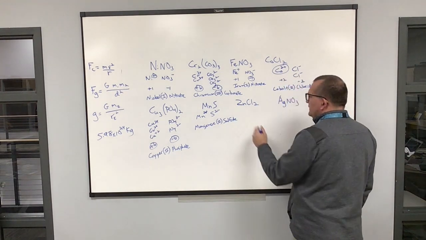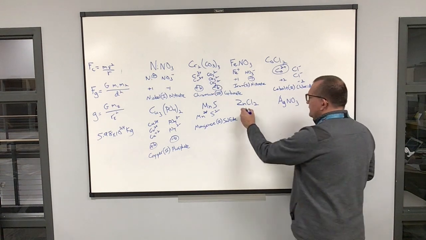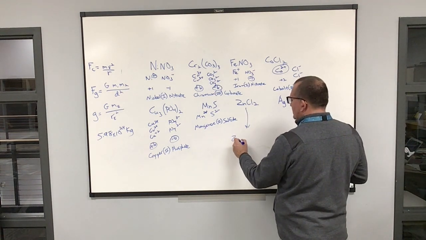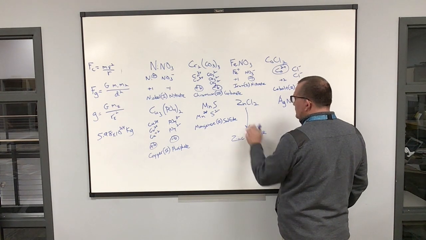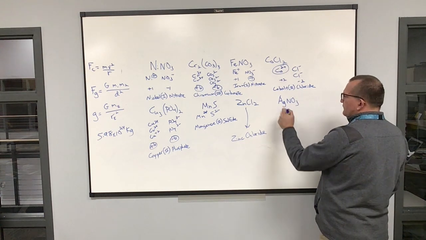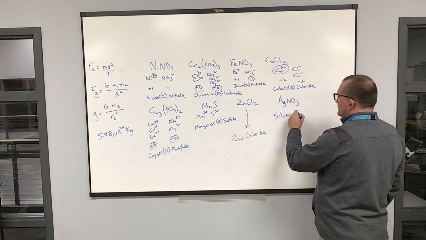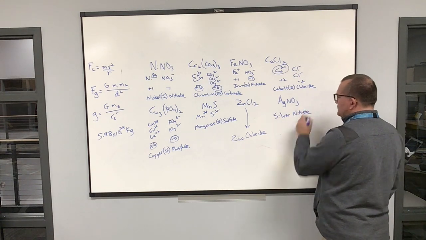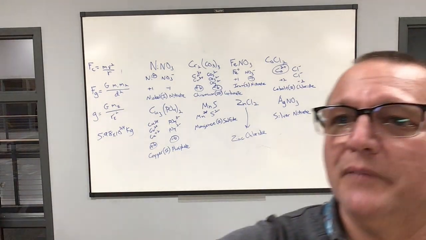Zinc and chlorine. Now, with zinc, remember zinc we always know is +2, so we don't have to write Roman numerals. If I know the charge, I don't have to. Zinc's always +2, zinc chloride. Same thing here. Silver, I always know the charge is +1. Silver nitrate. Again, no charge needed because I always know the charge of silver is +1.